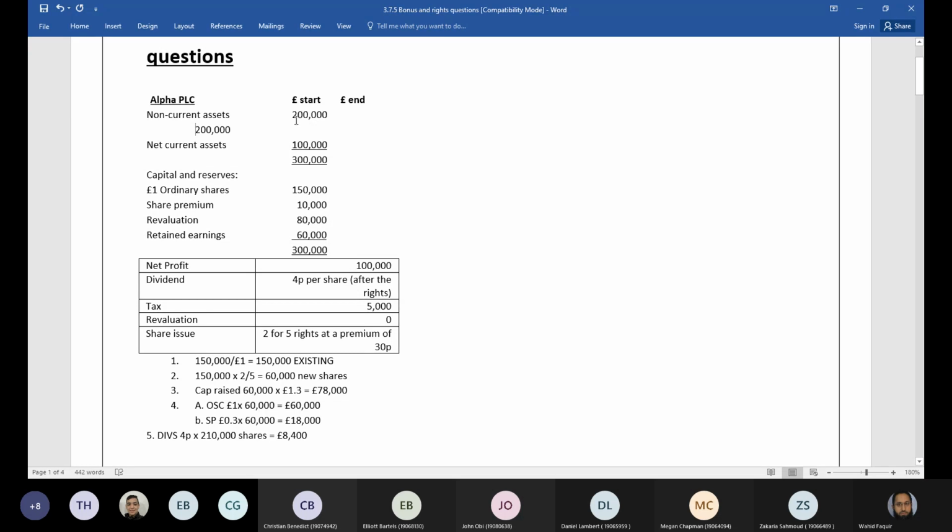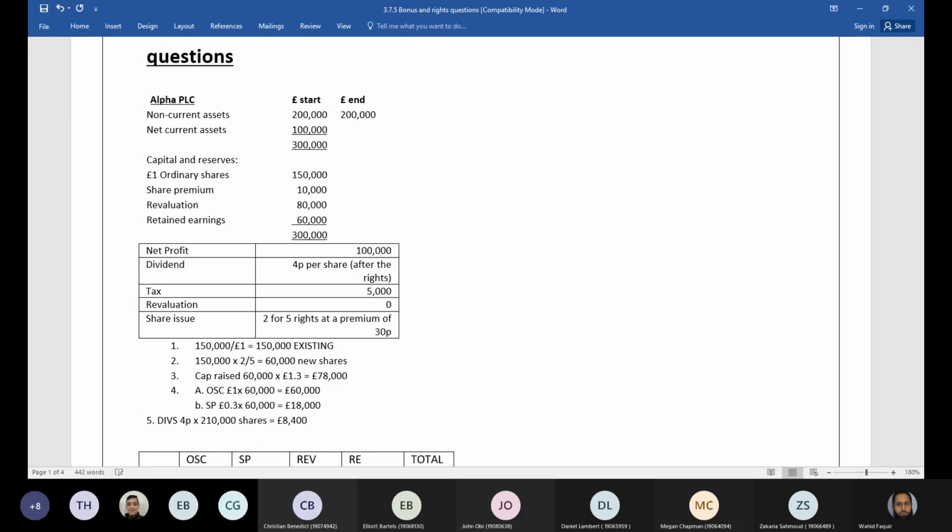Oops. That's not gonna work. Okay, we need a bit of a calculation here, don't we? Net current assets were 100,000. Did we raise anything from selling the shares? Well, of course we did. How much did we raise? 78,000. Would you agree then that that should be 178,000? Or do we need to set the dividends and tax off as well?